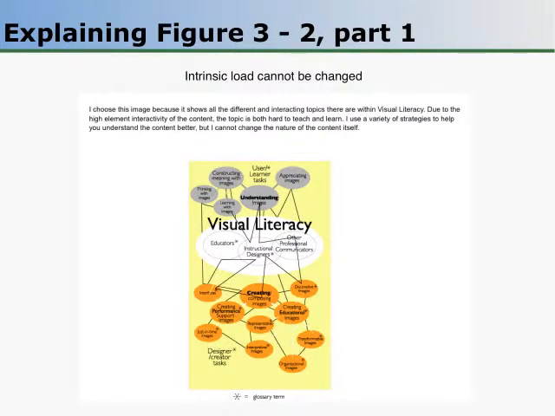Intrinsic load cannot change. I chose this image here because it covers visual literacy. And visual literacy is definitely a high intrinsic load topic because a lot of elements in visual literacy interact. And when you have a lot of elements within a domain or a topic area that interact, we call that high element interactivity. And it makes it hard to both teach and learn.